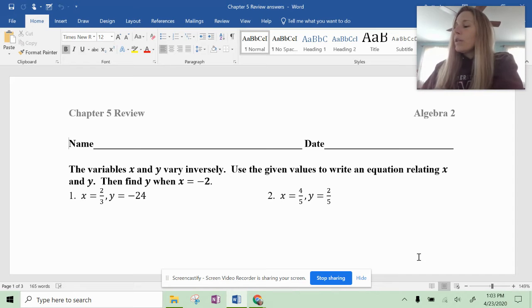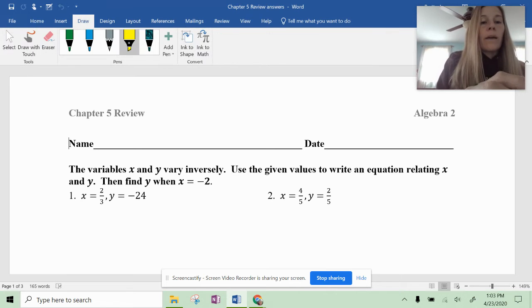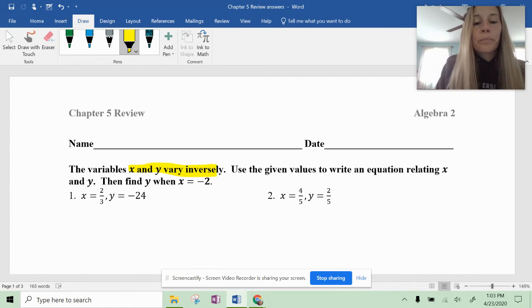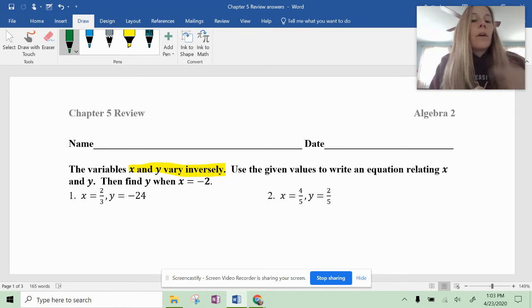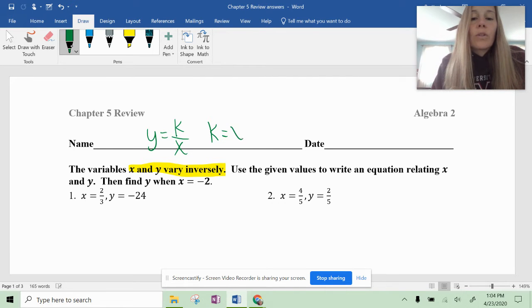Okay, so the first couple problems here are on X and Y varying inversely. So just as a little refresher, the inverse variation equation is Y equals K over X, which means if you're just trying to get K, you would multiply both sides by X, right? So then to get K, you're just doing X times Y.